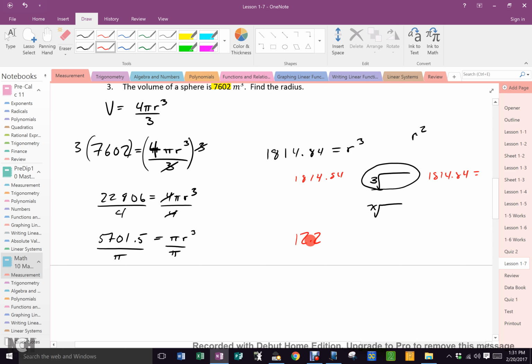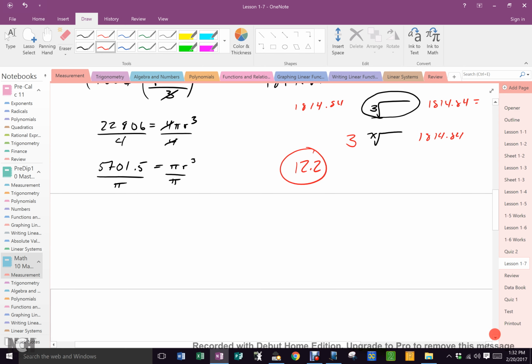Cool. Yes. Okay. Now, if you don't have that little 3, that means the rest of you have this one, right? And the only difference is, before you hit this button, you have to hit 3. That's going to tell your calculator you want a 3 there. Then you hit this button. Then you hit 1814.84. So can everybody get 12.2? Yeah? Sweet. Okay.